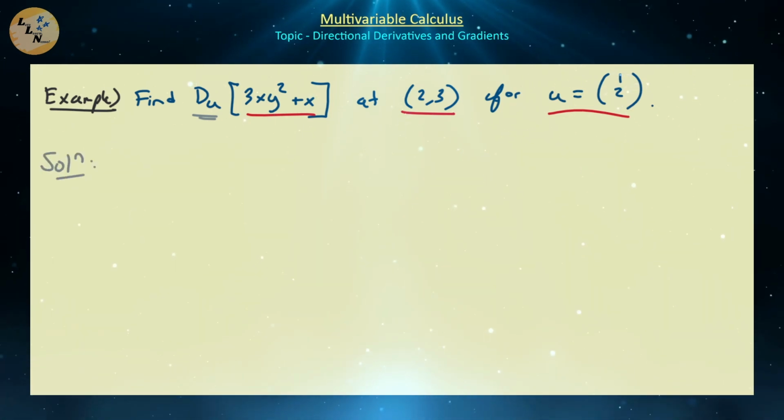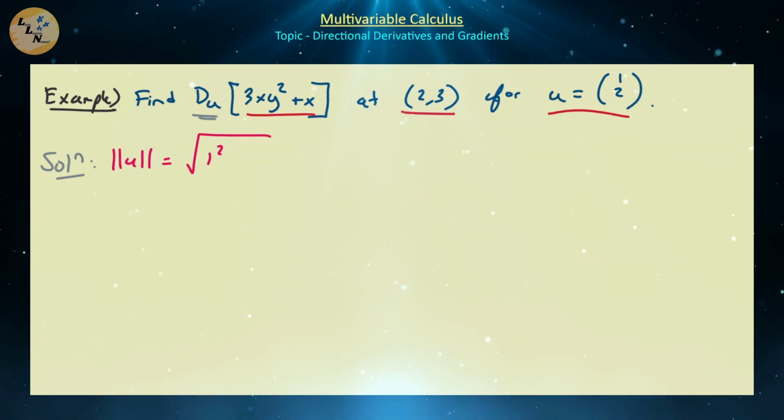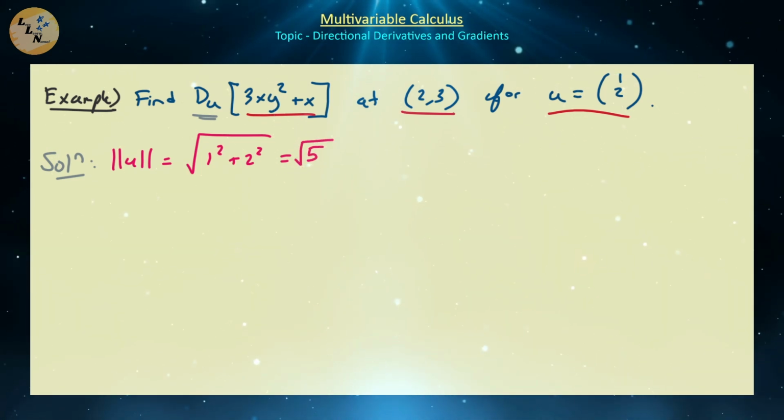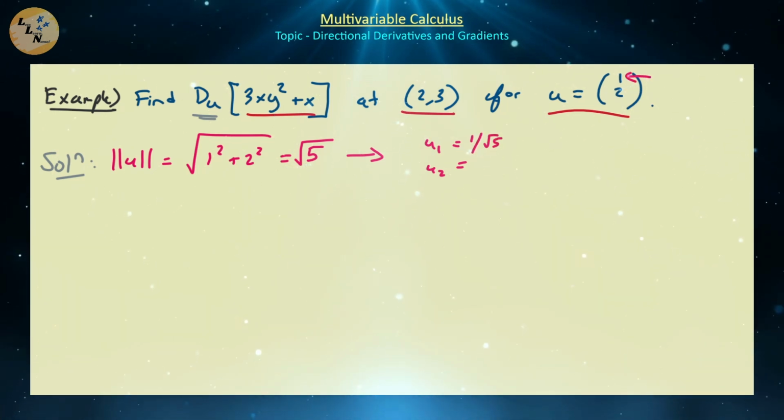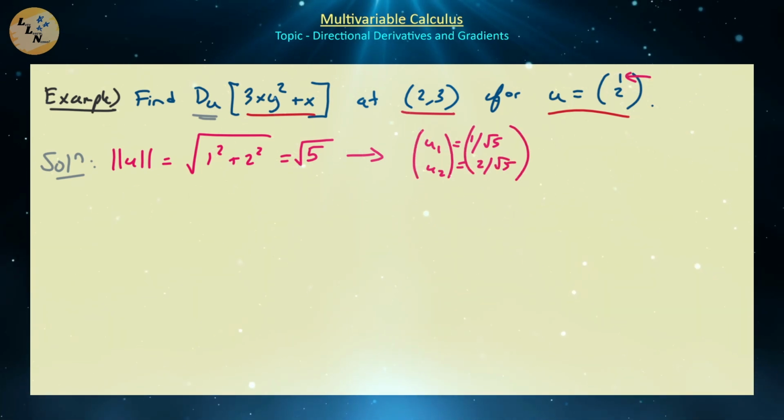Solution. The norm of this vector u is the square root of 1 squared plus 2 squared, which is the square root of 5. That means the components u1 and u2, which will be used directly in our directional derivative calculation, are u1 equals 1 divided by the square root of 5 and u2 equals 2 divided by the square root of 5, because if we treat this as a vector, it will of course be a unit vector. Once we have that, we can use the definition of a directional derivative.